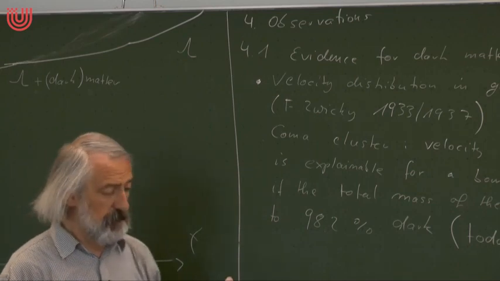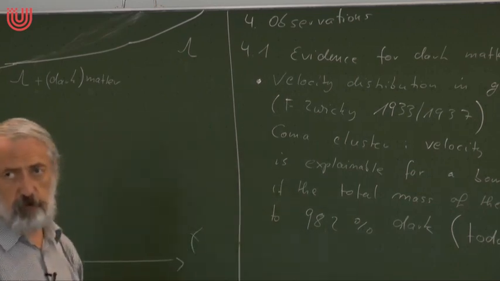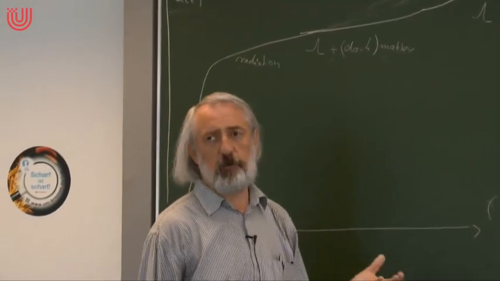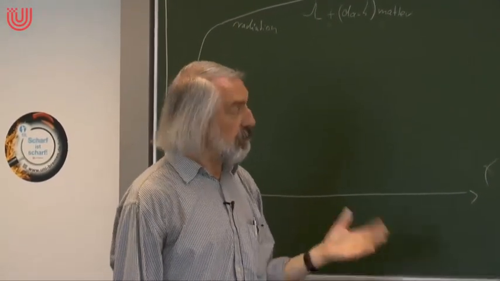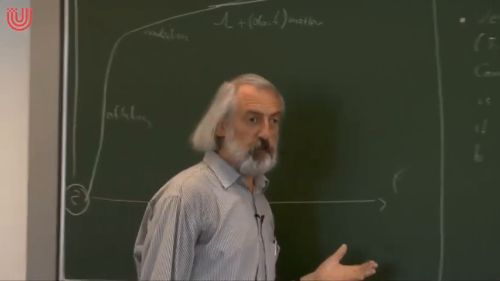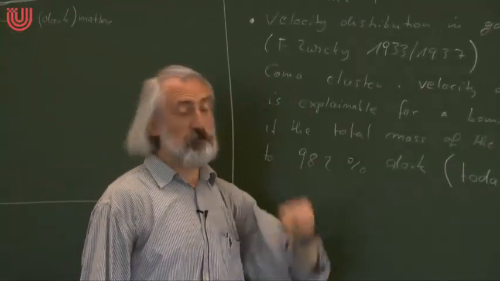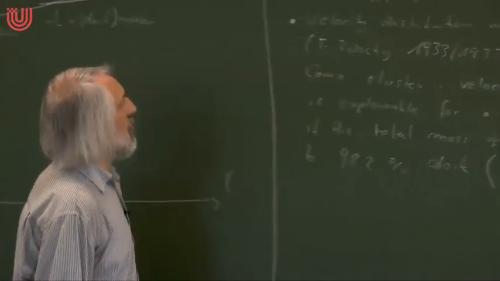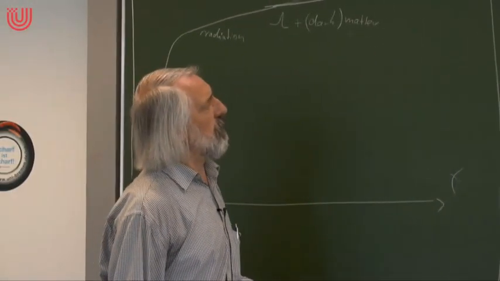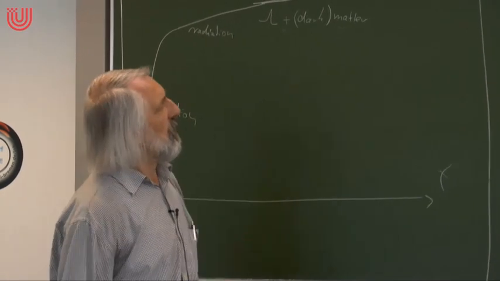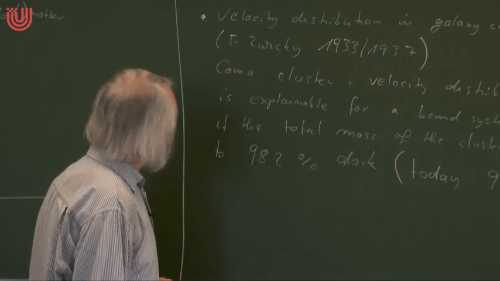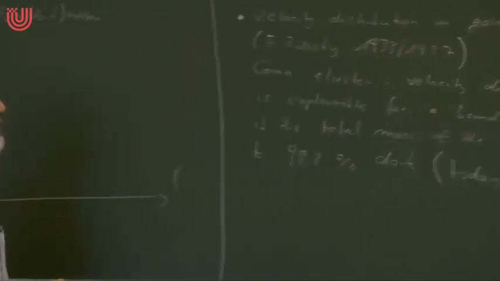Zwicky was also a pioneer of the idea of neutron stars. Together with Baade, he wrote the first fundamental paper on neutron stars. And he was a pioneer of gravitational lensing. He was the first who actually looked in the sky for double images, for lensed images. So he was really a very thoughtful and very innovative astronomer.